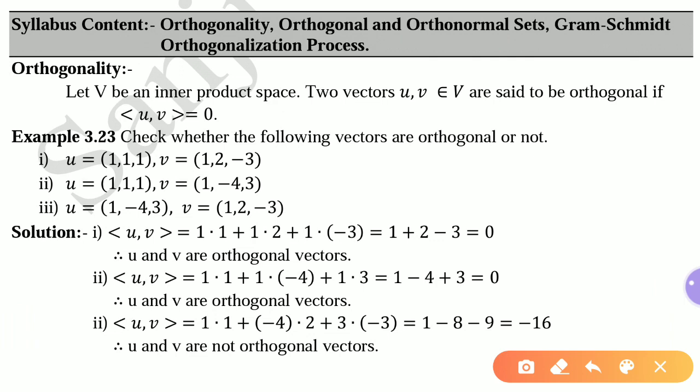So very first we'll see the definition of what we mean by orthogonality. Let V be an inner product space, and two vectors u and v belonging to V are said to be orthogonal. The meaning of orthogonal vectors is perpendicular vectors. They are orthogonal if and only if their inner product is 0. If the inner product of two vectors comes out as 0, you can say the two vectors are orthogonal to each other. Here are some examples I have written.